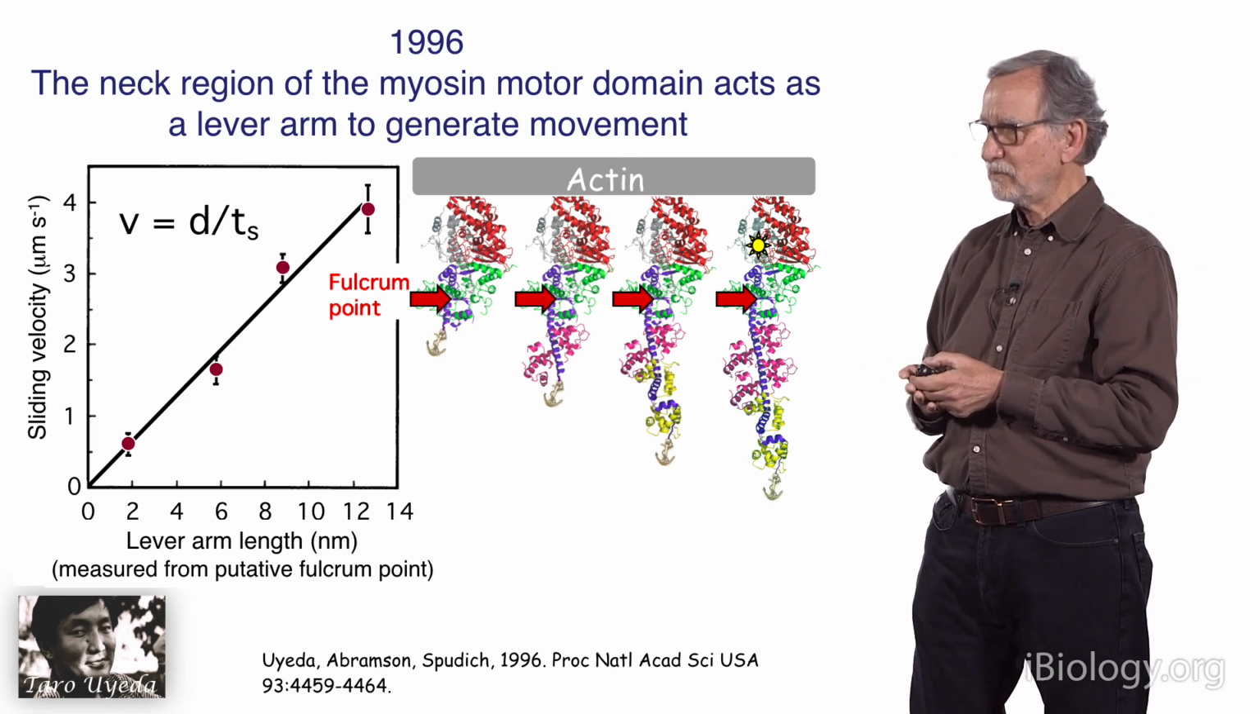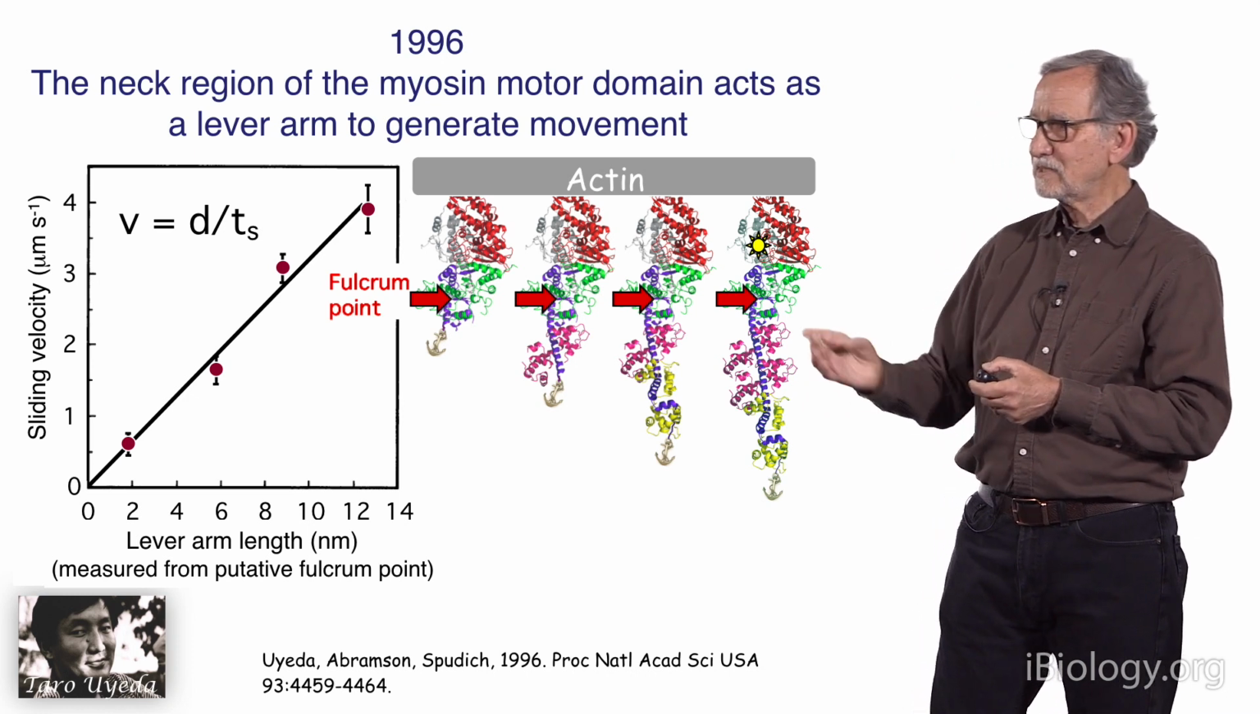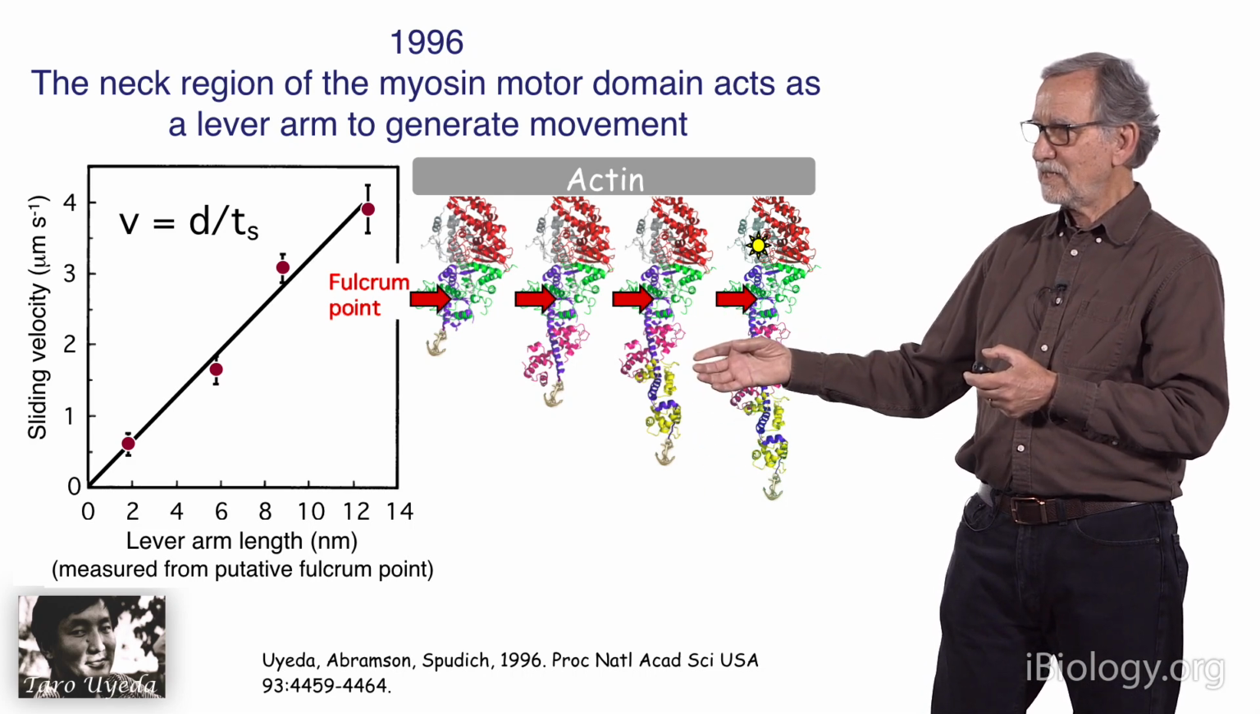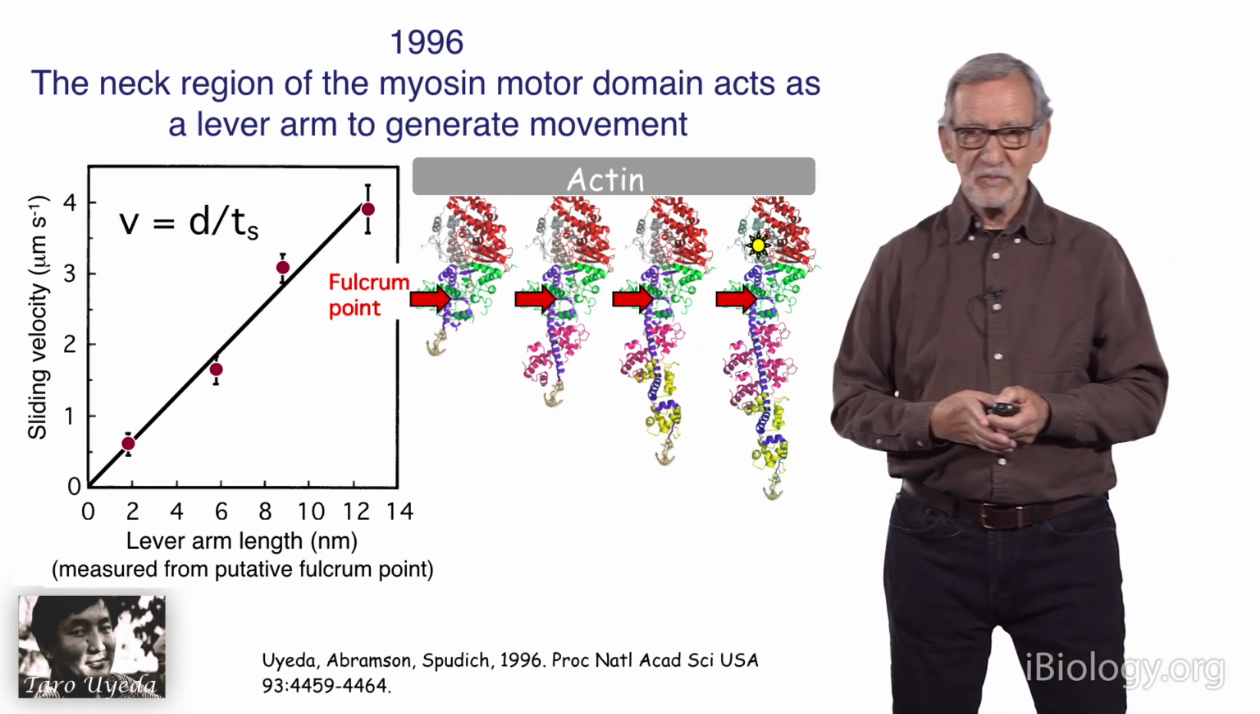So this kind of experiment was really critical evidence that this neck region, or the light chain binding region, acts as a lever arm to generate movement.